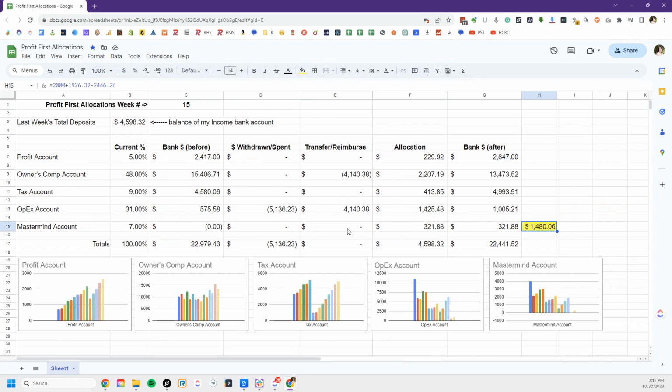So here's what I'm going to do. I'm going to do another transfer. So right now I've got $321.88 in my mastermind account. I'm actually going to move this amount into the OPEX account.